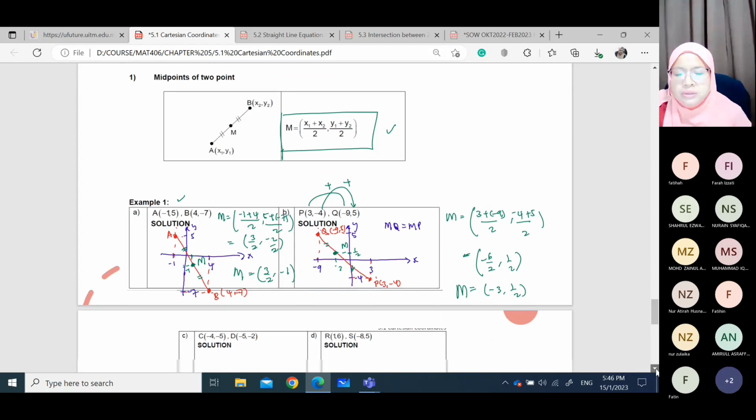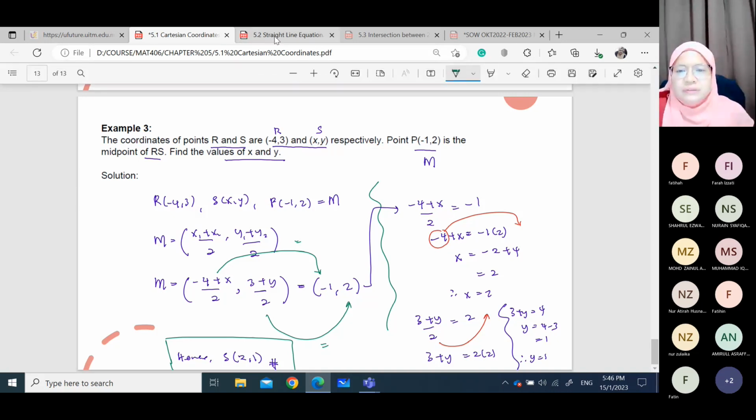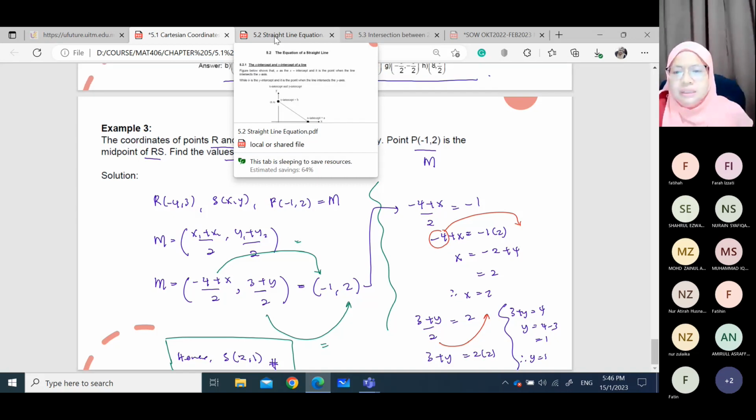Okay. Alright. So next. Selain daripada midpoint, tak ada itu je. So dalam Cartesian coordinate, kita ada apa tadi? Lupa dah. Kita ada slope, kita ada distance, jarak antara satu titik ke titik yang lain, dan juga kita ada titik tengah. Itu adalah Cartesian coordinate. Okay. Right, so next we have a straight line equation. Straight line equation. Okay. So, kita take 5 boleh?